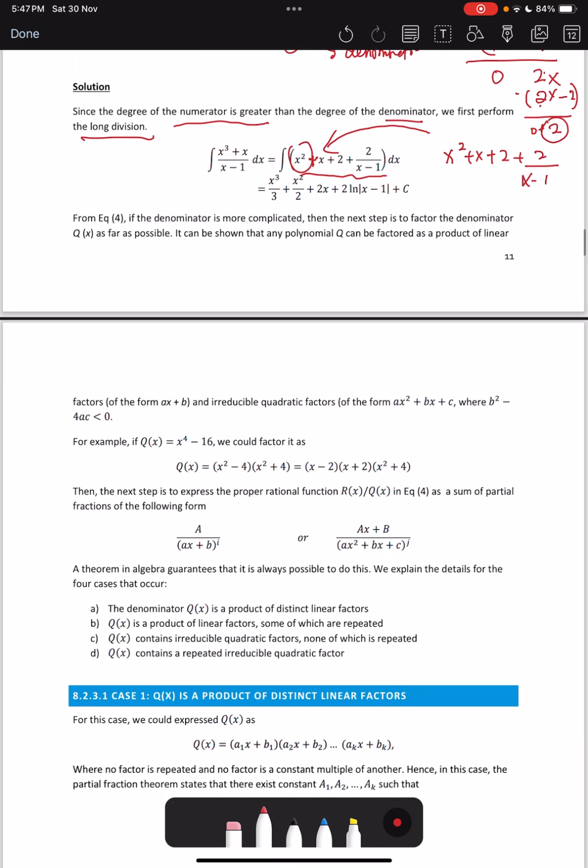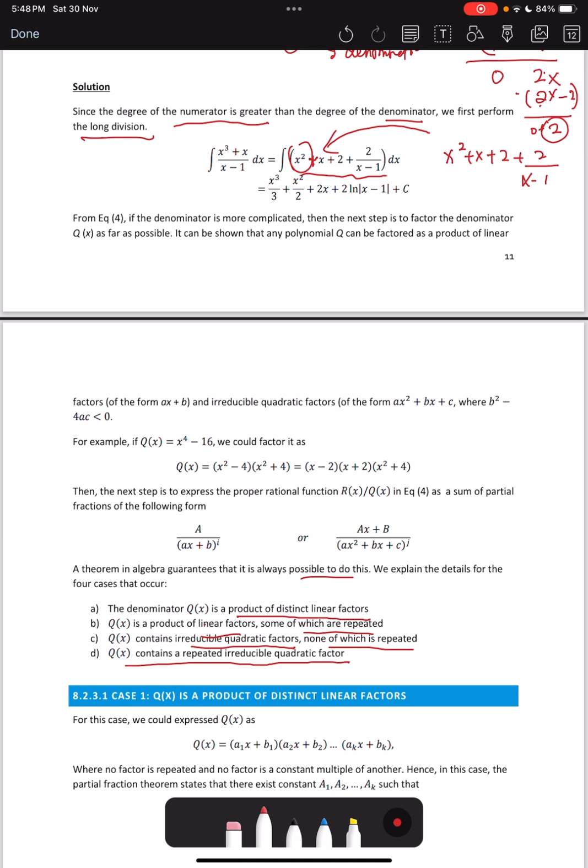So a theorem of algebra guarantees that it is always possible to do this. First, let's look at the four cases. Number 1, the denominator Q(x) is a product of distinct linear factors. Number 2, Q(x), the denominator part, is a product of linear factors, some of which are repeated. Number 3, Q(x) contains irreducible quadratic factors, none of which is repeated. Number 4, Q(x) contains repeated irreducible quadratic factors. Okay, there are four cases like that.